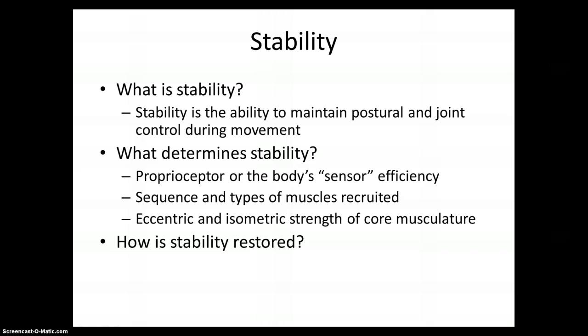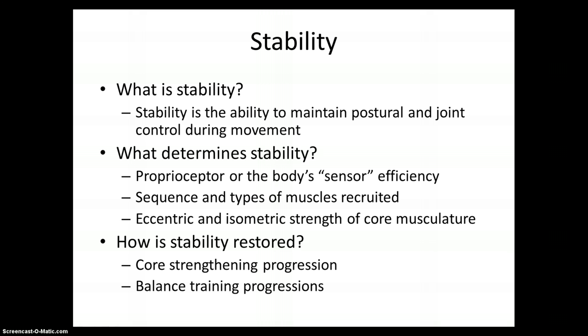It's a sequence and types of muscles that are recruited, and it also includes the eccentric and isometric strength of core musculature. Eccentric means the deceleration, so as you slow down, how well do you slow down forces on your body? Isometric is how well you can hold or maintain a single stationary position, and specifically how your core musculature can do that to maintain the relationship of your spine to your hips.